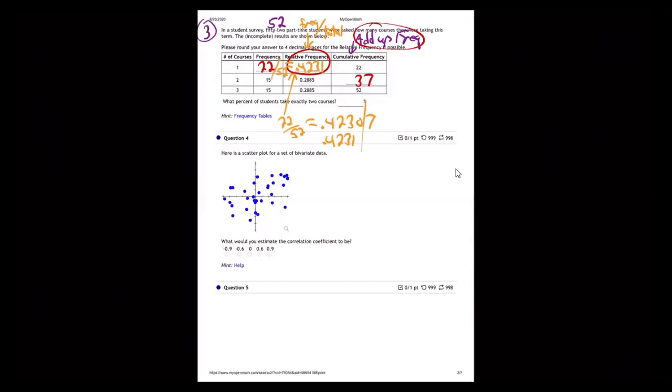There we go. And the last question on mine is right here. What percentage of students take exactly 2 courses? That's this number right here. We've already got it. That's what relative frequency is, except we just have to move the decimal 2 places. So take 0.2885, move the decimal 2 places, 28.85%. That makes sense? That's what relative frequency is. It's what part, what percentage.